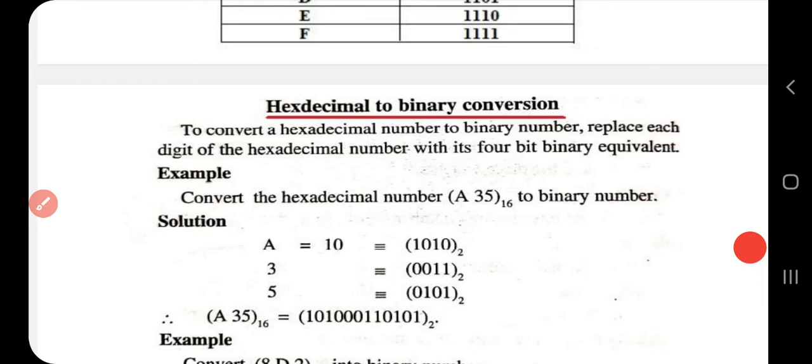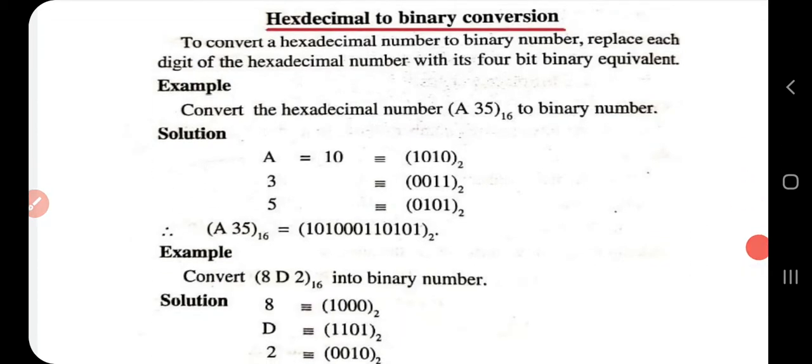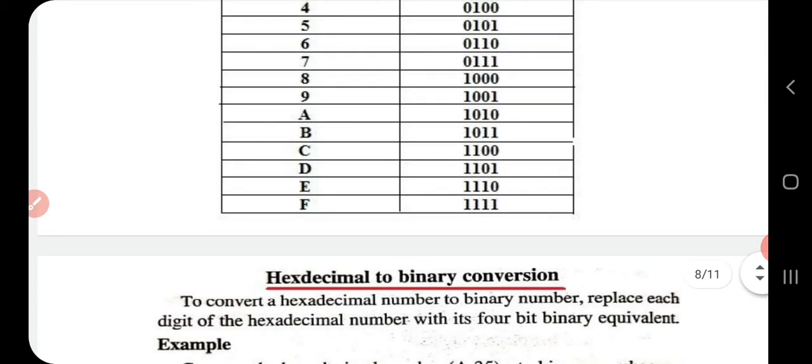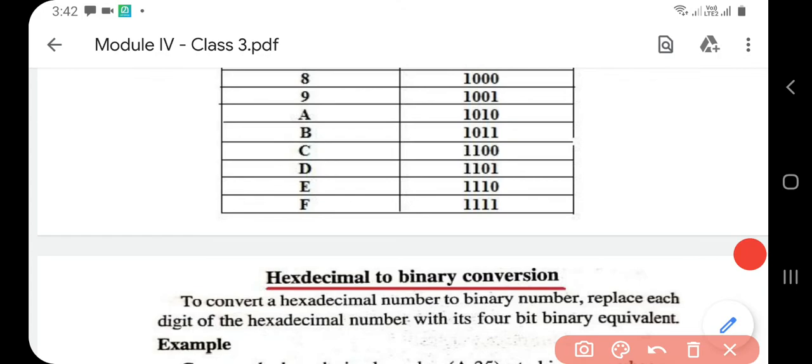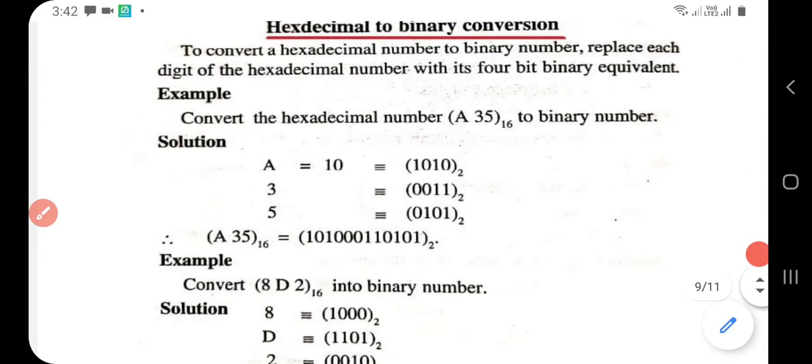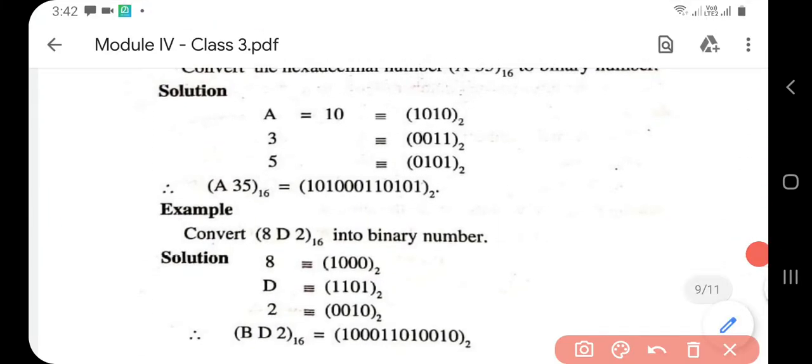Okay, hexadecimal to binary. You are given a hexadecimal number A35. To the base 16 means it's a hexadecimal number. Now you are converting it to binary. So A is nothing but 10. So what does A stand for? Look at the table. 1010, right? So you write this 1010 as such.